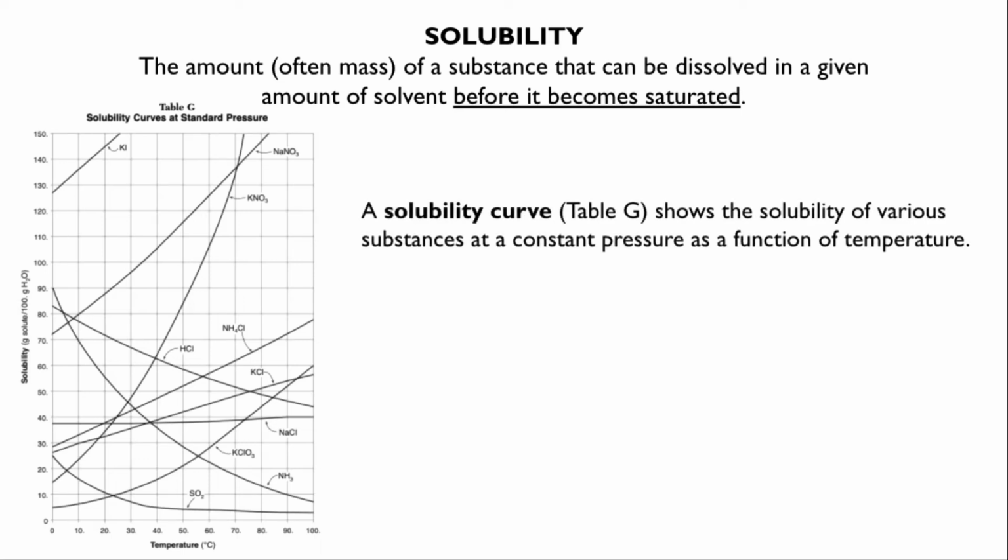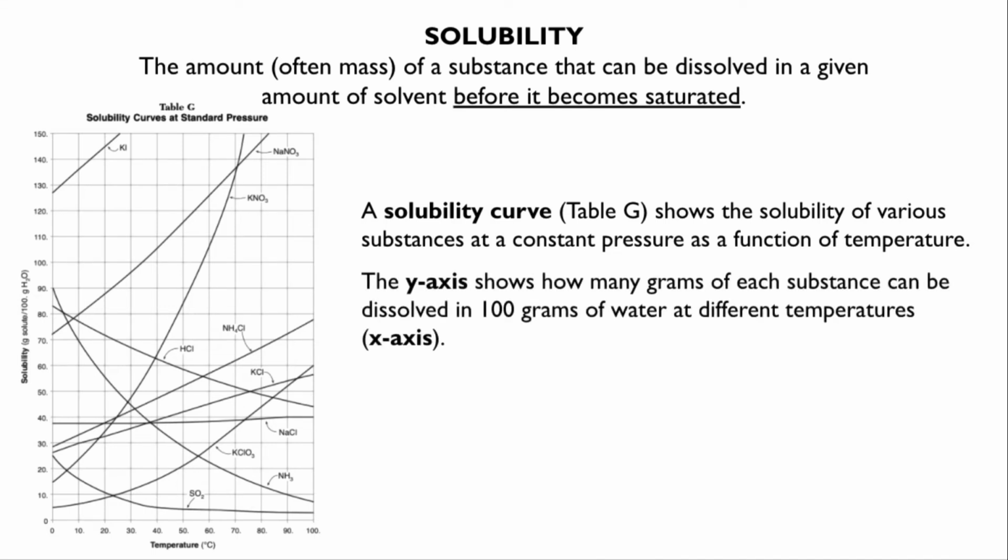Now, a solubility curve shows the solubility of various substances at a constant pressure as a function of temperature. So on the y-axis, we see how many grams of each substance can be fully dissolved in 100 grams of water at different temperatures. If you follow the curve for each substance, that's telling you the number of grams that can dissolve in 100 grams of water to make the solution saturated.